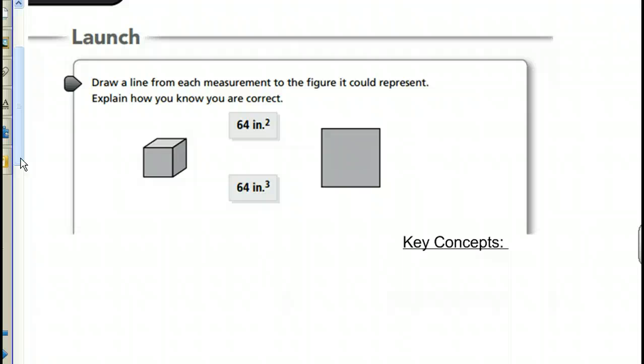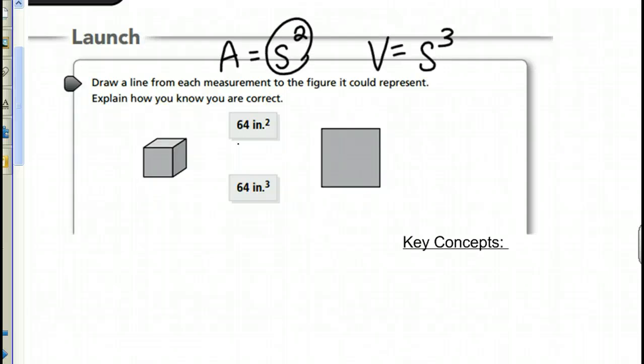Okay, so we know area equals one side squared, and we know that volume equals one side cubed. So right off the bat, we might be able to see that our answer that's squared might be this answer here, and our answer that's cubed might go with this answer here. Well, now let's look at our figures.